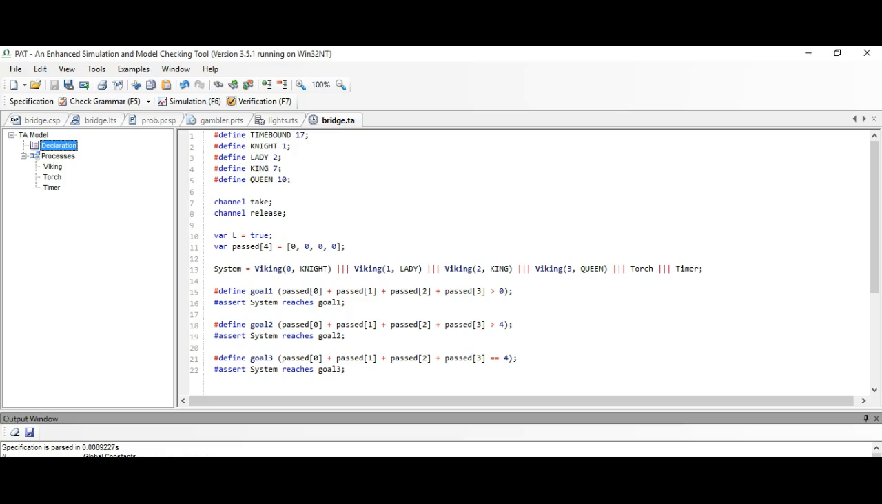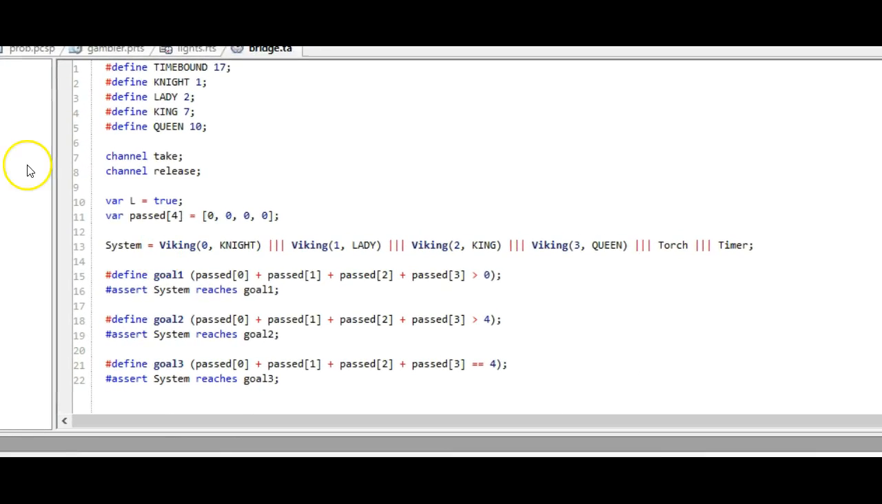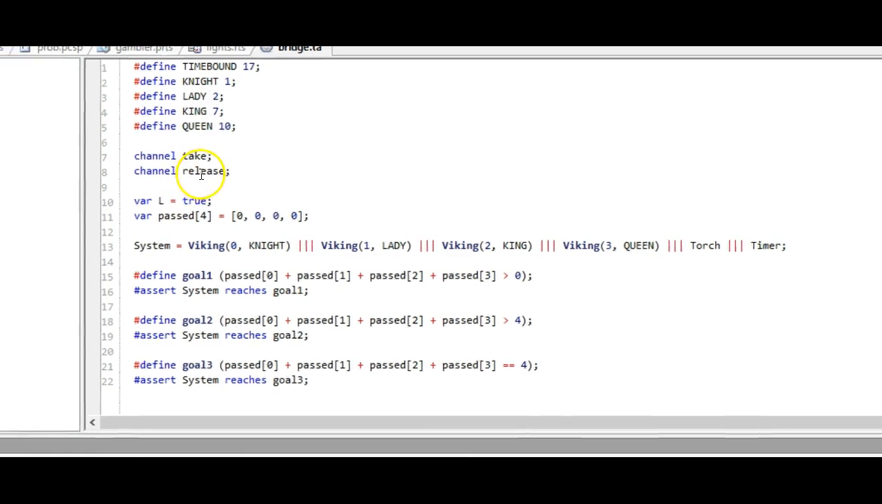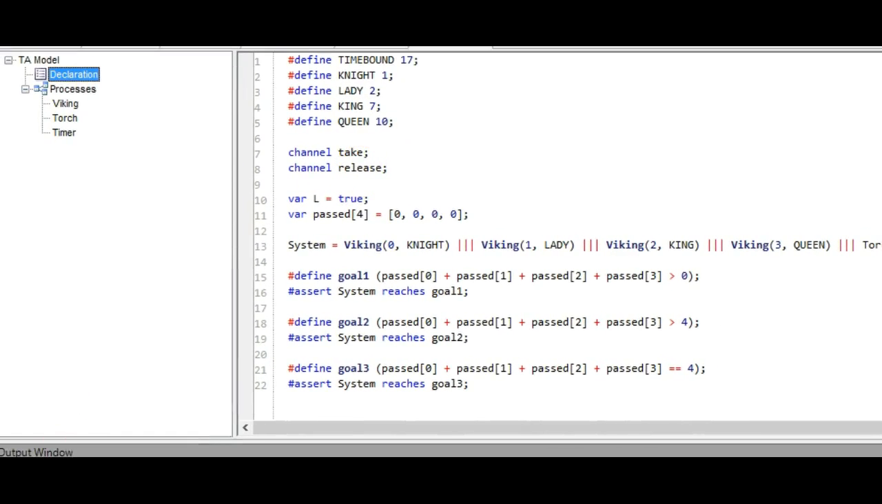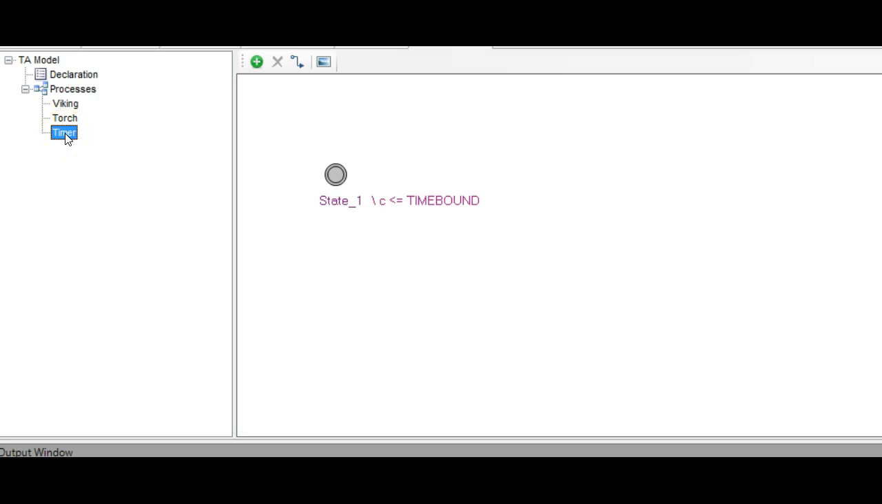I don't have time to show you those, but I'll show you a little bit about my favorite, which is timed automata. In timed automata, we have multiple systems that are all running at the same time, and they're communicating through these channels. Here's a take channel and a release channel. Take is comparable to someone raising their hand saying, I want to go across. Release is comparable to something saying, go ahead and cross. The timer process is simply a countdown timer that times out at the maximum time that we've allotted.